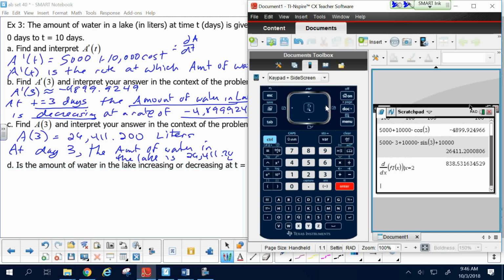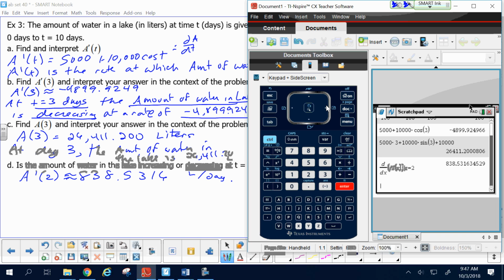Now, seeing the answer, you would first communicate what you did. A prime at 2 is 838.5316. Again, I will constantly write 4 decimals. That's just my habit. You only have to give 3, and it can either be rounded or truncated, so you could have 0.531 or 0.532. I'm going to throw units on that just because I'm an overachiever. What are the units on A prime, which is the ADT? Change in amount with time, that's liters per day.